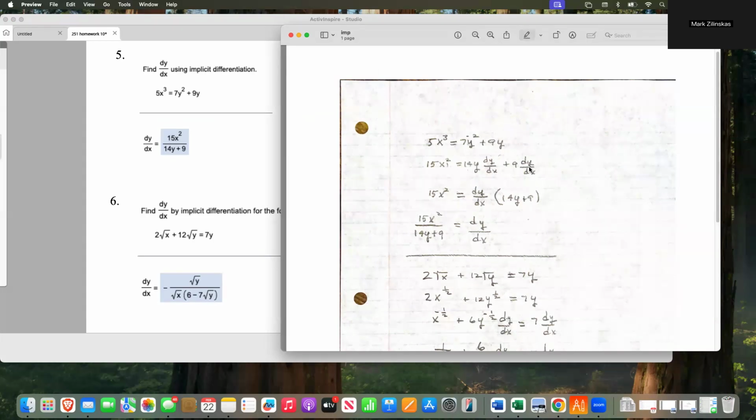So the second step would be to isolate all the terms with dy dx on the same side, which they are naturally. So then I factor this out and divide both sides by this expression. All I did was treat this as one entity, dy dx. I factor it out, I leave behind a 14y and a 9, and then divide by that expression, and I get dy dx equal to 15x squared divided by 14y plus 9.